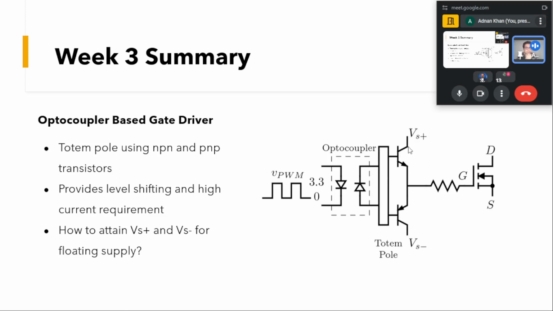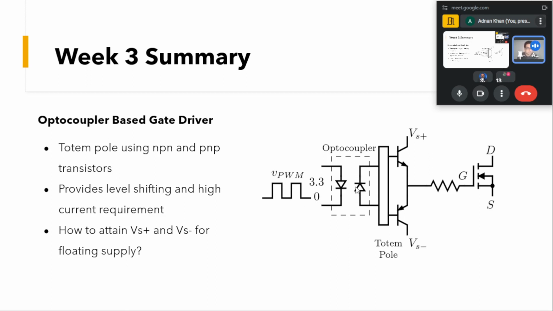The NPN is connected to the VS positive and the PNP to the VS negative. What happens is, as soon as we give these control signals, it turns off this secondary side diode accordingly.